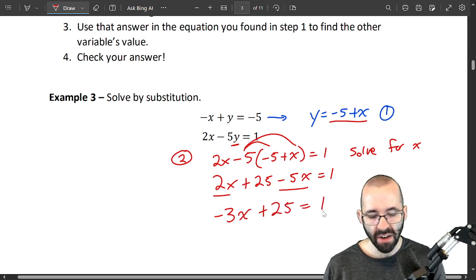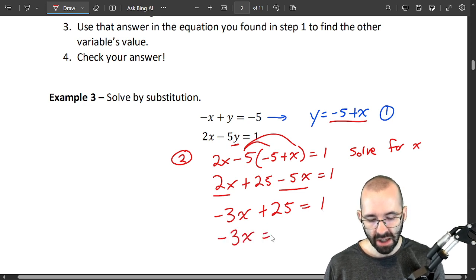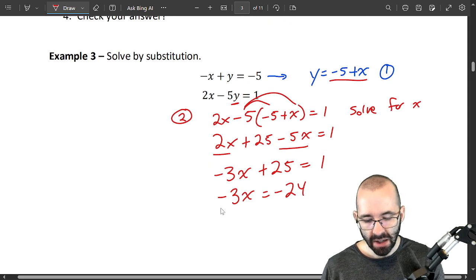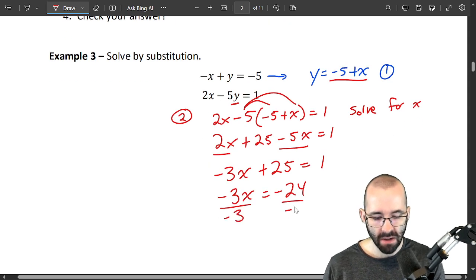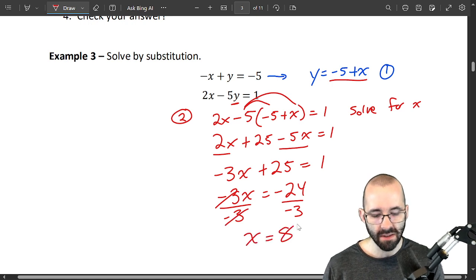We can subtract 25 from both sides. And if we subtract 25 from both sides, we're going to get -3x equals -24. And finally, we can divide both sides by -3 to get that x is +8. Great. That's step 2.